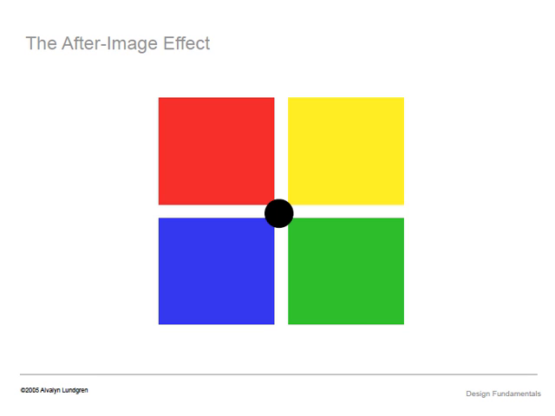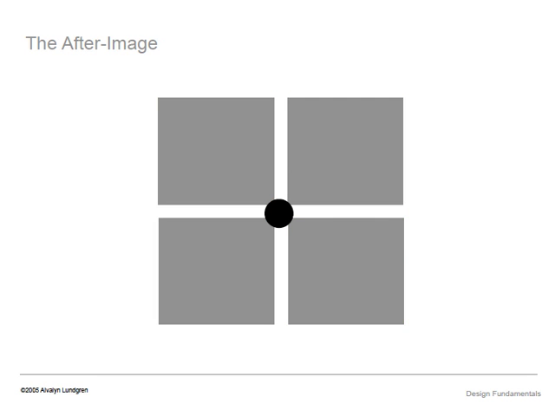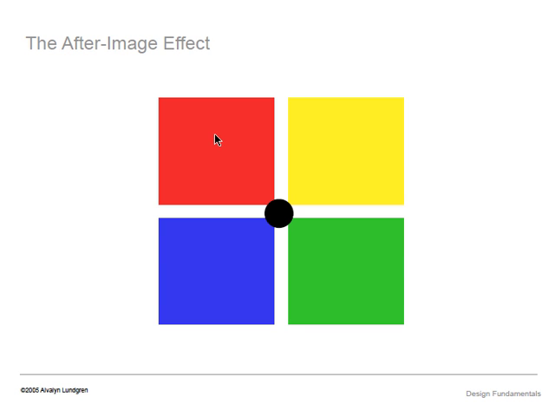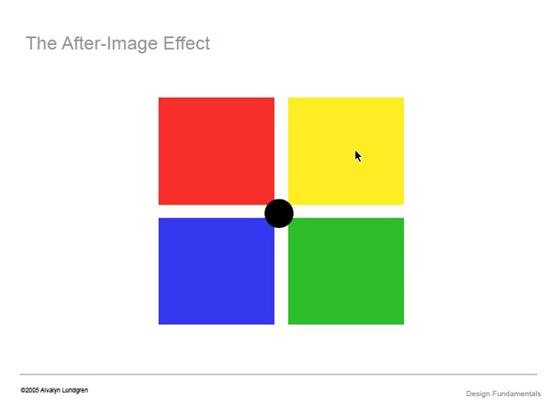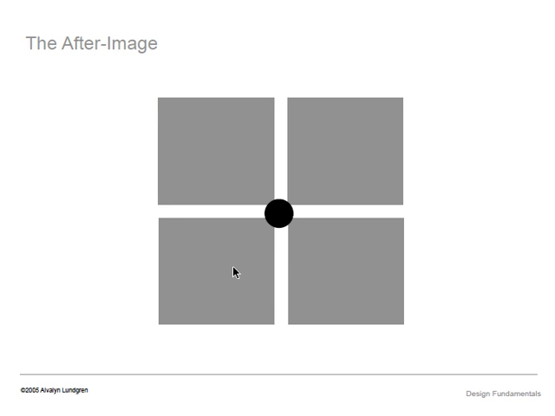And keep looking at the black circle. And now what do you see? What you should be seeing is sort of the complementary colors, actually. So the complement of red, you'll see green here. The complement of yellow, you see a violet tinge here. The complement of green is red, and so you'll see redness here. And then the complement of blue is orange, and you'll see an orange cast to the gray.